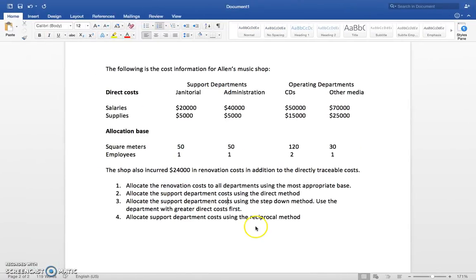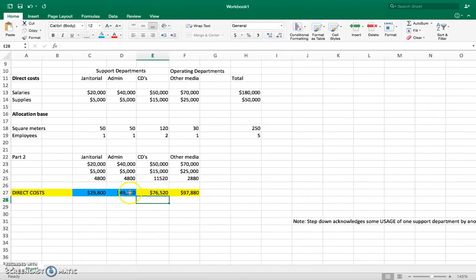And in order for me to allocate one of the departments to the other department, the question tells us to use the department with greater direct costs first. So this is what I'm going to do. Since 49,800 is the support department with greater costs, I'm going to allocate admin to janitorial, CDs, and other media. Then I'm going to take all the costs that I have in janitorial and allocate that to CDs and other media, and that is it. That is what I'm simply going to be doing in this question.